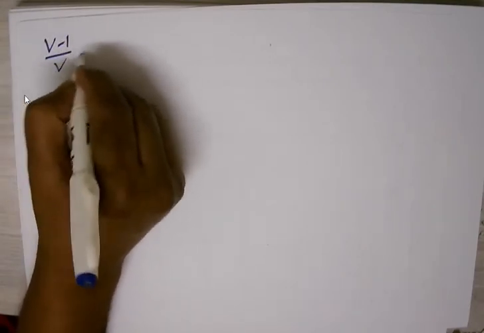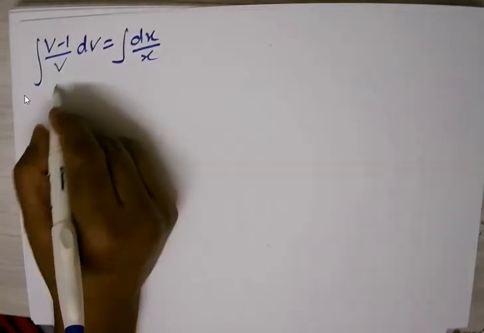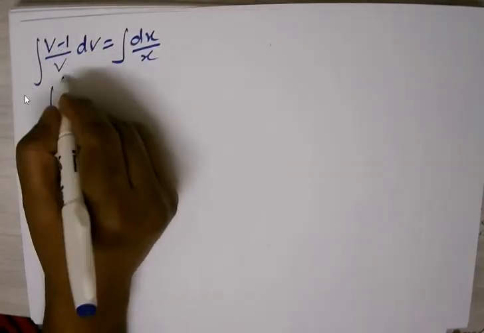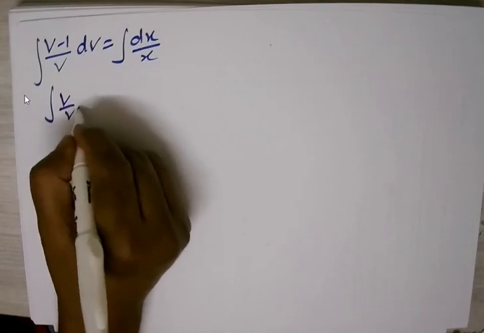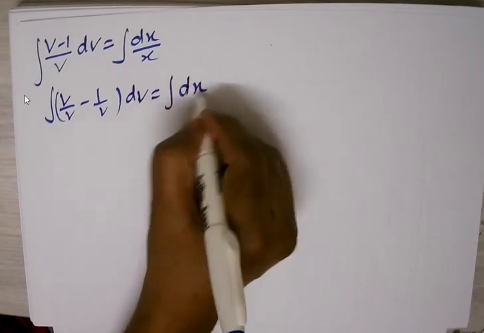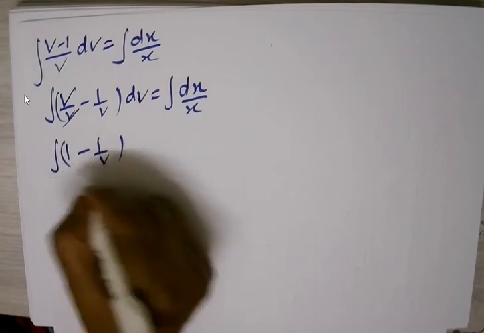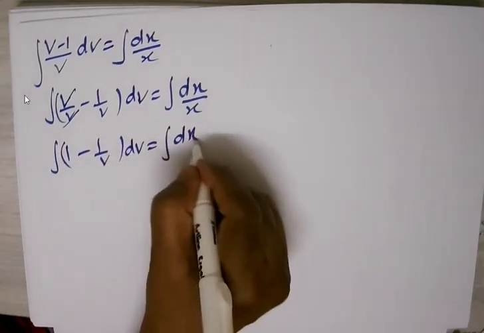Now trying to solve this differential equation by using the variable separable method, we can write it like (v minus 1) divided by v dv equal to dx divided by x. Before going to integrate, we can simplify it: (v minus 1) by v, we can write it like that, equal to dx divided by x. Now this and this cancel, so what is remaining? (1 minus 1 by v) dv is equal to dx divided by x.